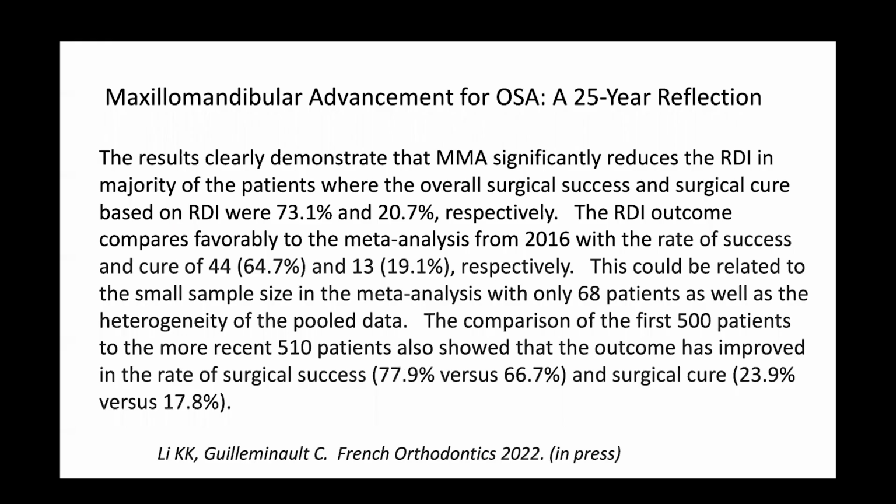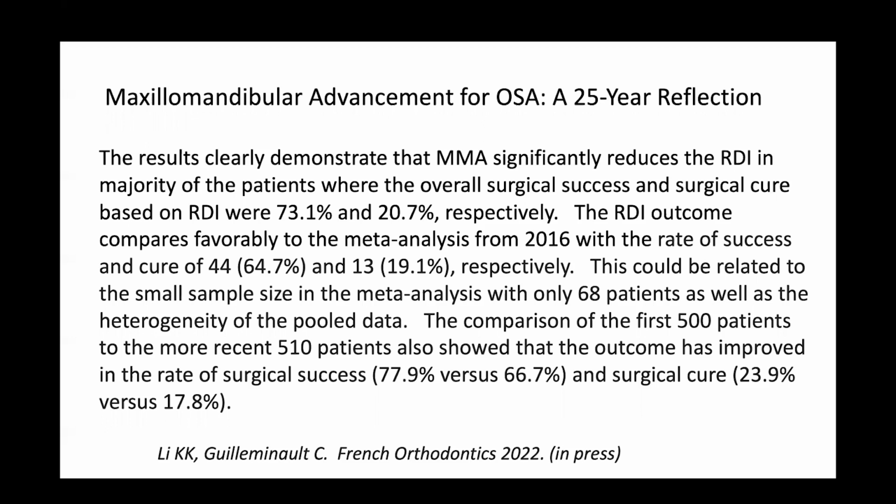Okay, if you compare my data as a single surgeon versus the most recent meta-analysis of about 500 patients, pooled from many studies, that was published in 2016, you'll see that the overall surgical success was higher in my case series. Why is the meta-analysis a little less successful? I suspect it may very well be the heterogeneity of the pooled data.